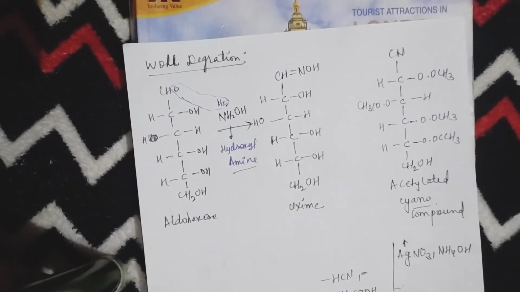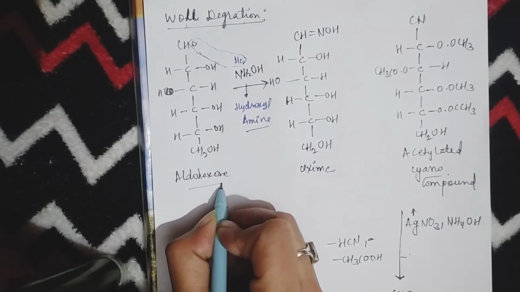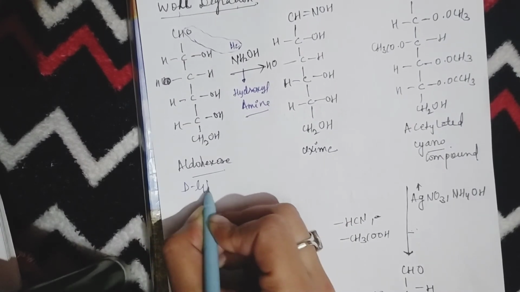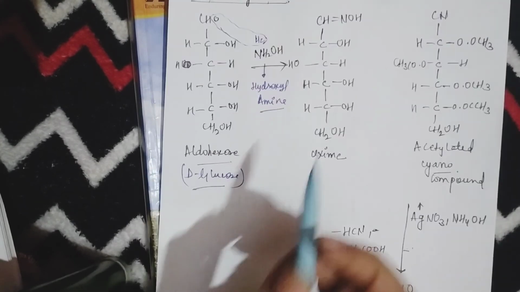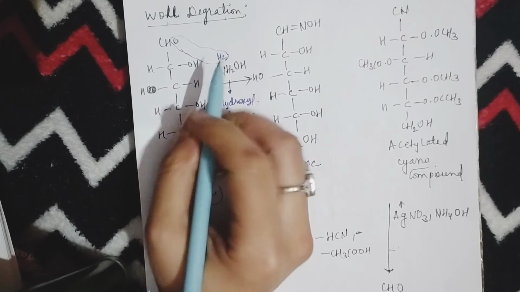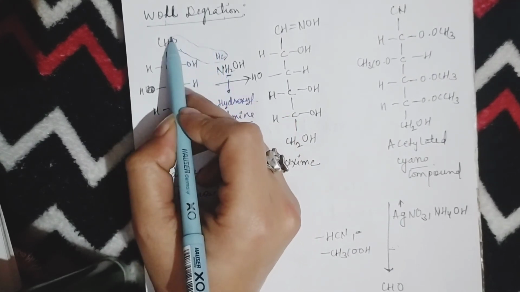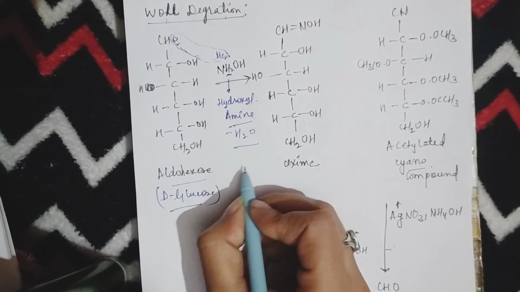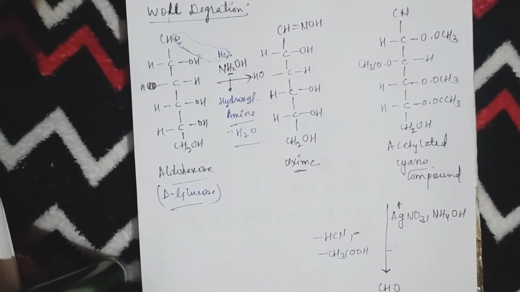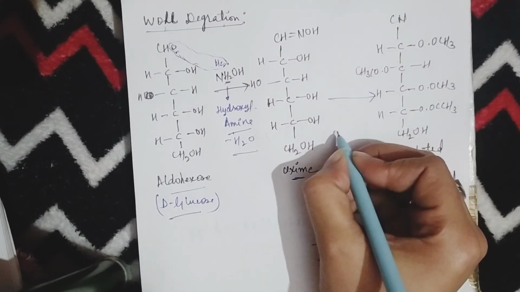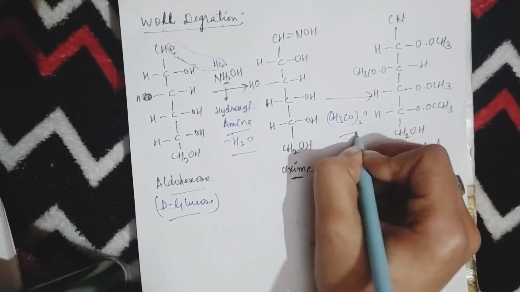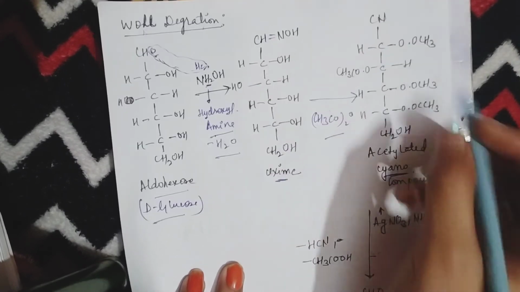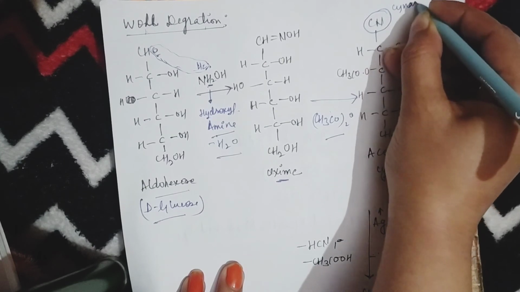Let's move to the mechanism. Whole degradation. Our first product is aldose. As you studied earlier, this is also called D-glucose. This is treated with hydroxylamine. In this, H2 combines with oxygen and water is removed. This is converted into oxime. Then it is treated with this, and it is converted into an acetylated cyano compound. Why is it cyano? Because of having a cyanide group.